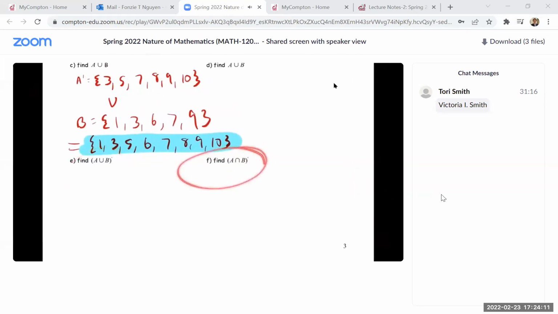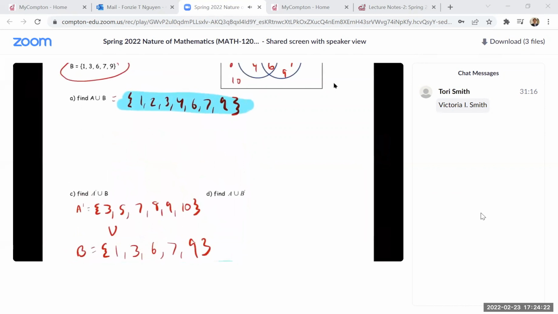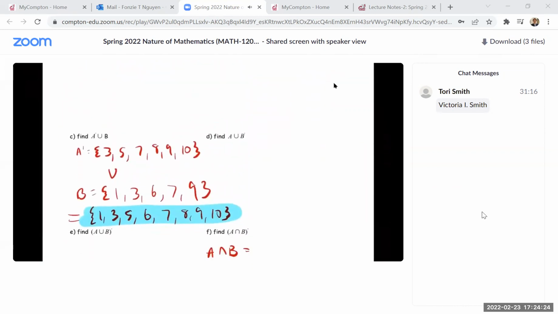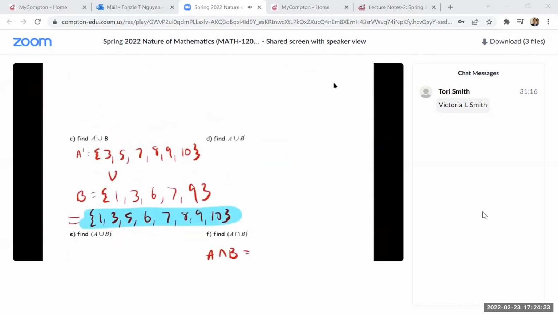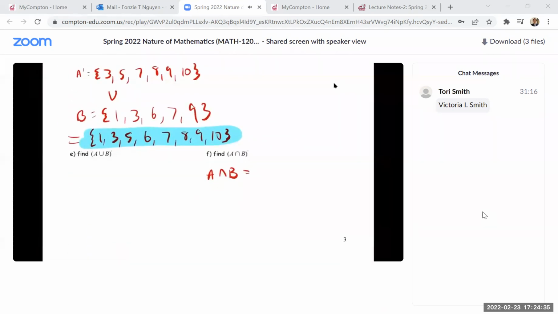Let's just do F. So first we have to find the intersection of A and B, and then we take the complement after. So first, let's find A intersect B, which I think we already did. Oh, we didn't. You can just look at the picture and see what the intersection of A and B is. 1 and 6. Yeah, so that's going to be 1 and 6. But then they want the complement of that.